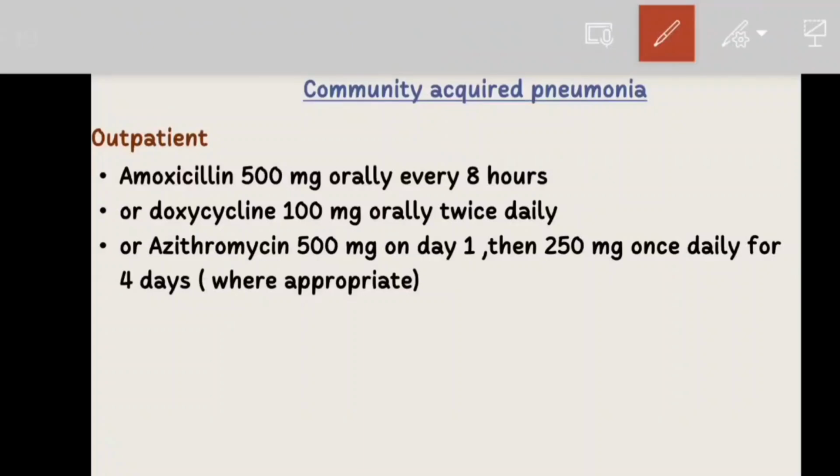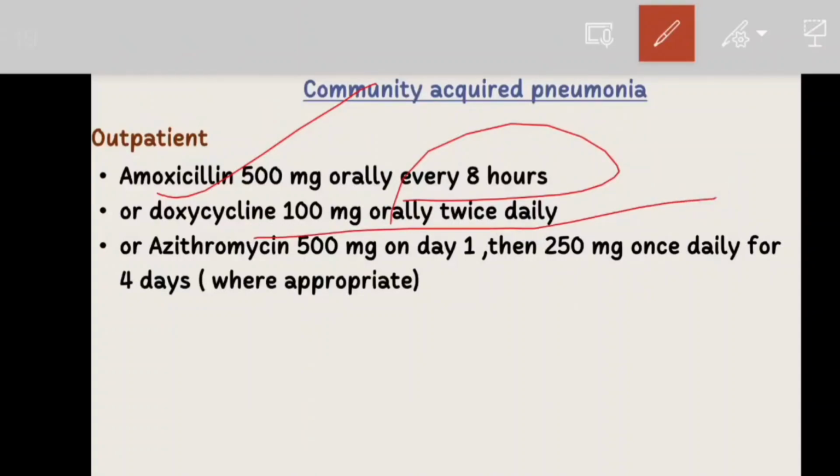So what is the treatment? It includes drugs like amoxicillin, 500 milligrams orally every 8 hours, or doxycycline, 100 milligrams orally twice daily, or azithromycin 500 milligrams on day 1, then 250 milligrams once daily for the next 4 days, where appropriate. For example, a 25-year-old patient has fever and cough but is otherwise healthy. The CURB-65 score is 0, so this patient is suitable for outpatient treatment.